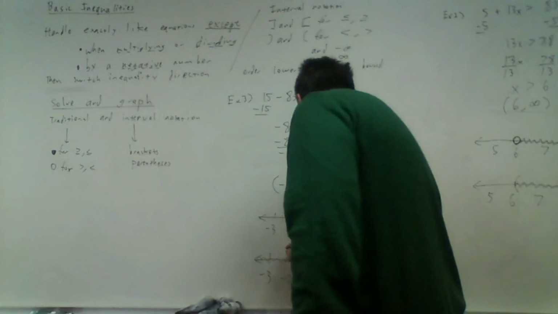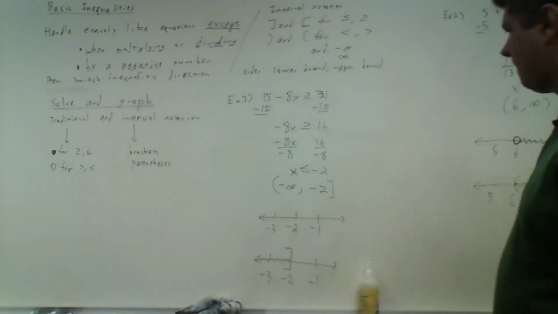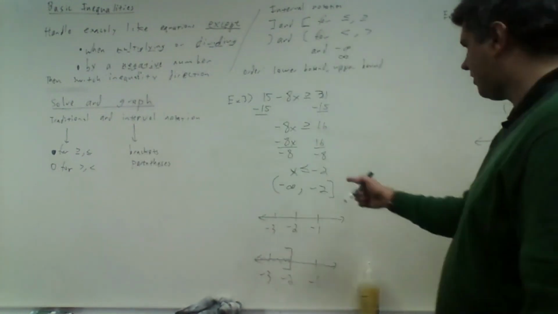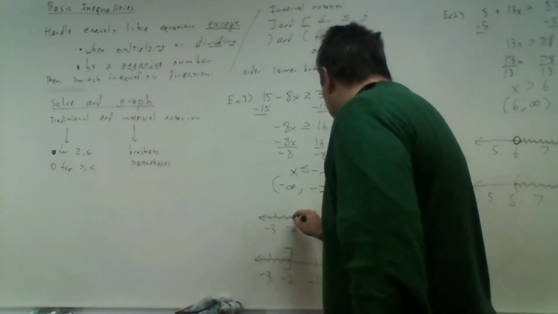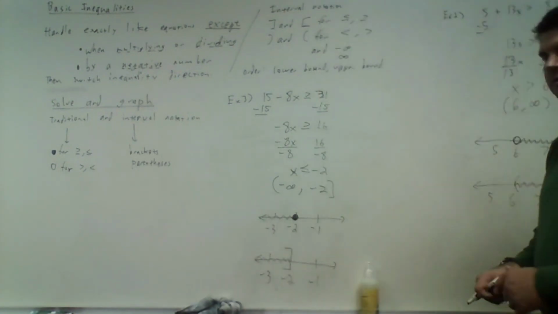You're going to enclose it with a square bracket. Now, in traditional notation, you'll shade the same area, but you're going to use closed dots because of the or equal to.